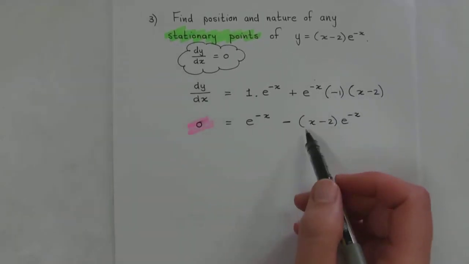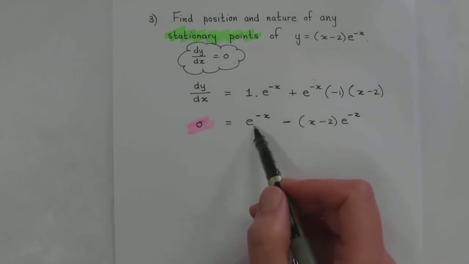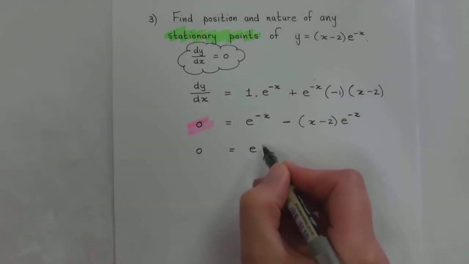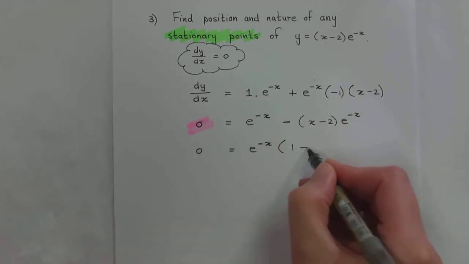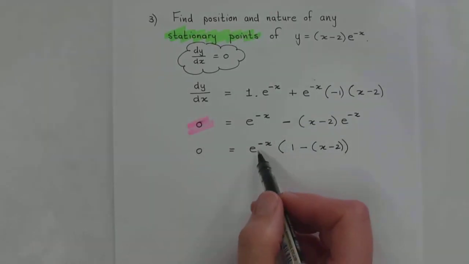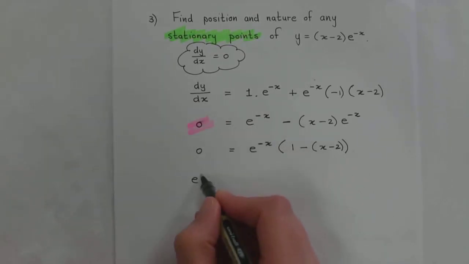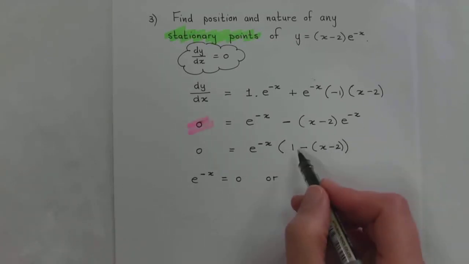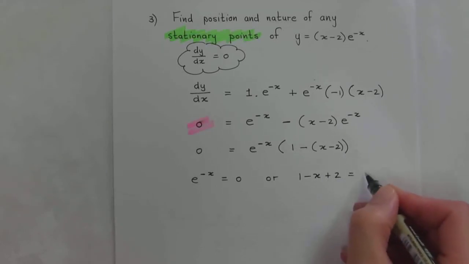But normally what we do, we are so used to solving polynomial equations where we factorize that hopefully you guys should spot that common factor of e to the power of negative x. So I'm going to take e to the power of negative x out as a common factor, which is then going to leave me here with 1 minus x minus 2. I'll clean that up just now. So if you look at it, you'll realize I've got the first factor, e to the power of negative x, equal to 0. So e to the power of negative x is equal to 0. Or over there, I've got 1 minus x plus 2 is equal to 0.